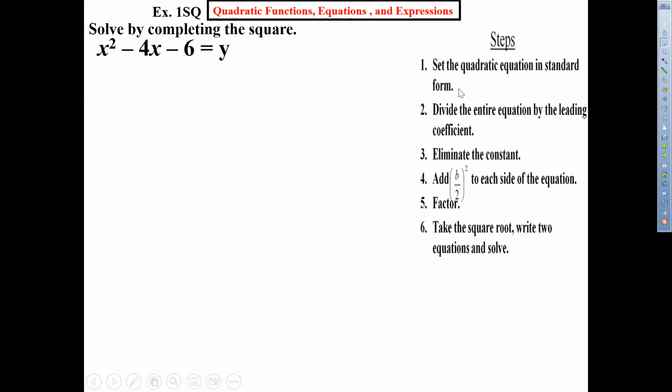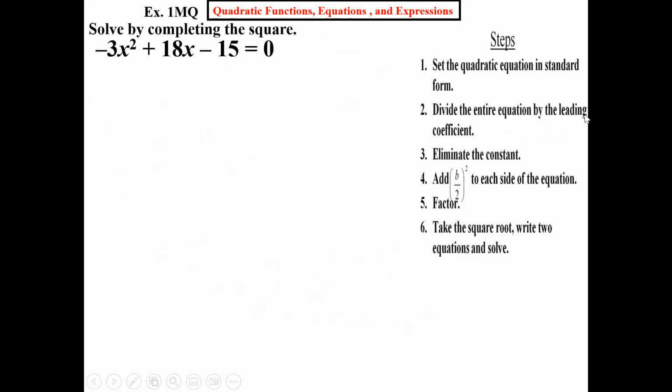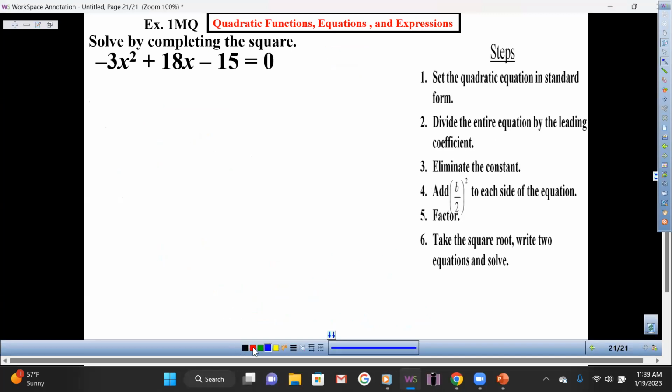All right. Now look at this next one. Don't copy it. Write your utensils down, look up. Example 1 mega cube reads -3x squared plus 18x minus 15 equals 0. If you notice, step 1's already done, yes? So we go to step 2. Tell your neighbor what we're going to divide the entire equation by to go to step 2. What do we divide the entire equation by? All right, Dulce, go. Yeah, by the leading coefficient, which is -3.